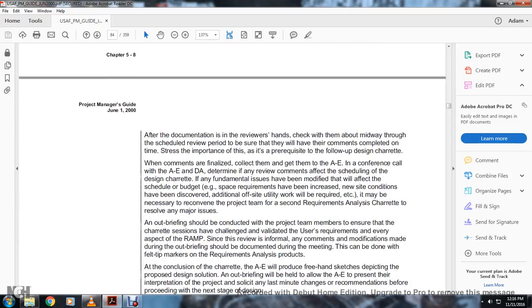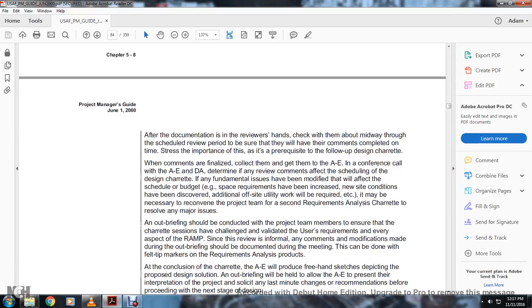After the documentation is reviewed, make a check about midway through the scheduled review period to be sure that they have the comments completed on time, stressing the importance of the prerequisites followed up in the design charette. When the comments are finalized, collect them and get them into an A&E conference call. The A&E and the DA determine the review of the comments affecting the scheduling of the design and charette.